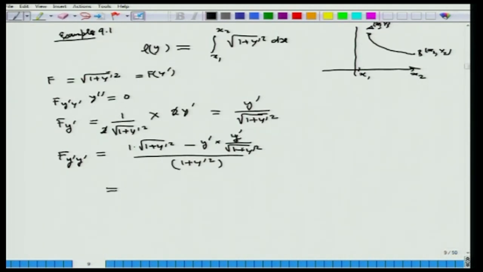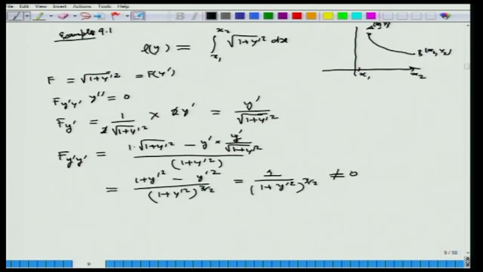So here we get again, you will have this as 1 plus y prime square minus y prime square over 1 plus y prime square to the power 3 by 2, that is 1 over 1 plus y prime square to the power 3 by 2. So this is not 0, and therefore f y prime y prime times y double prime equal to 0 implies that y double prime equal to 0, which implies that y equal to a x plus b. So we get the extremal as a straight line, as expected.